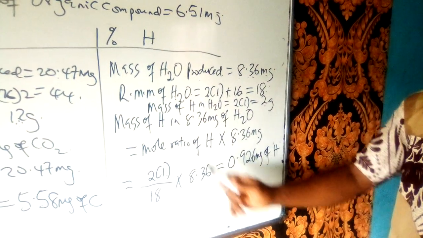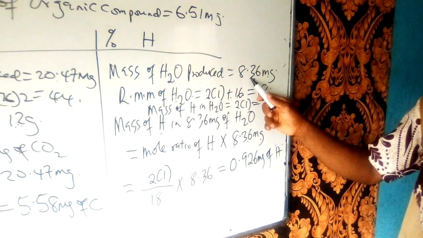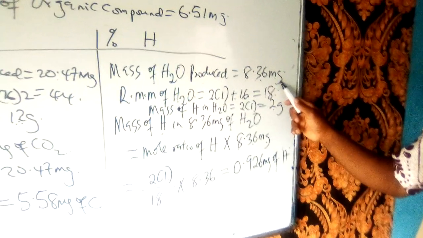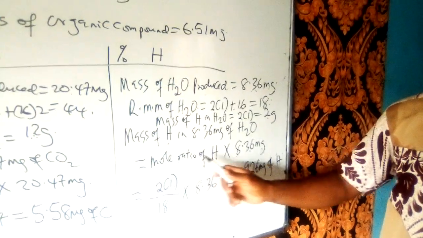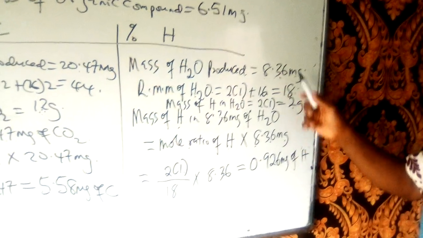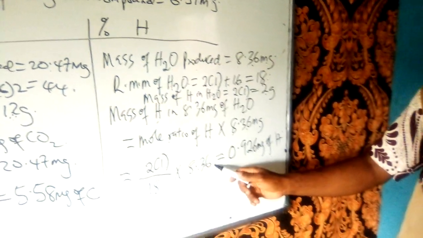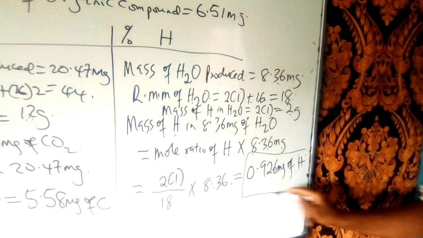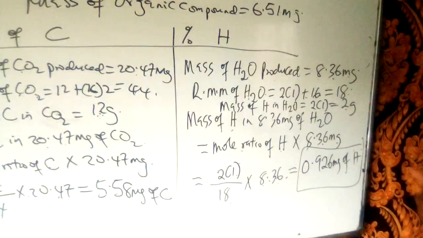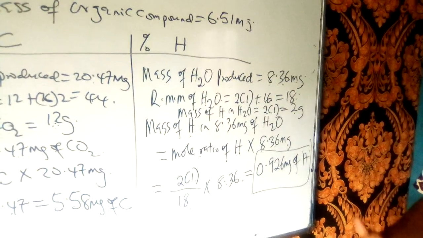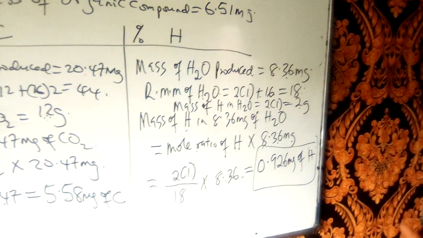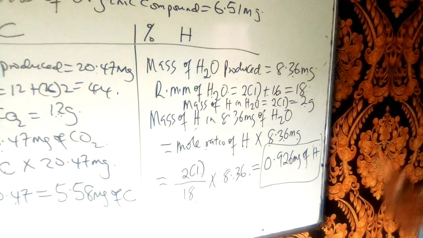Then we now find the mass of hydrogen in 8.36 grams of water. We now have the mole ratio of hydrogen times the mass of water produced. 2 over 18 times 8.36 will now give us 0.926 milligram of hydrogen. We are yet to arrive at the percentage of carbon and hydrogen. So we now go to the percentage of carbon and then the percentage of hydrogen.